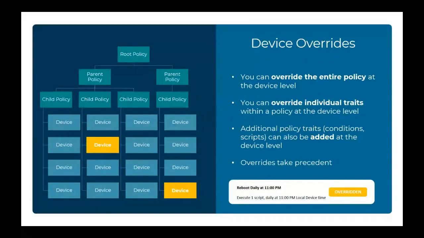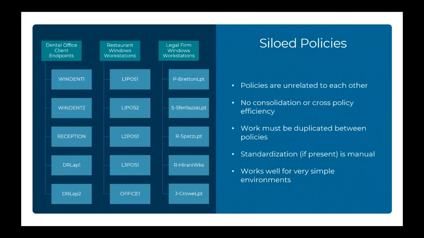So now we're going to jump into policy hierarchies. I want to show you some examples of the policy hierarchies that we see most commonly in the wild, and talk a little bit about the benefits and drawbacks of each. So the most common one that we see is siloed policies. And I'm going to start off by saying, in general, this is not best practice.